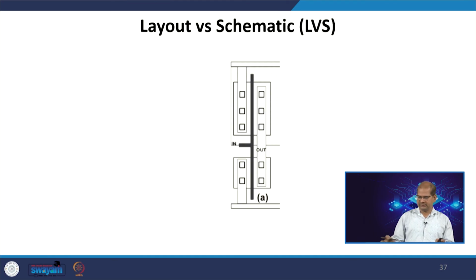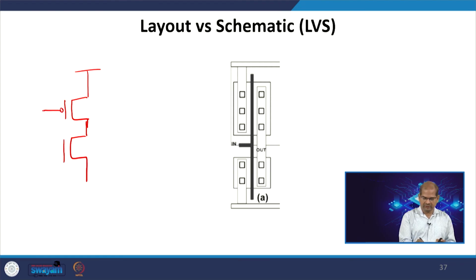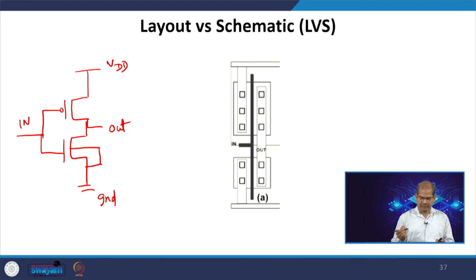So, for example, here let us say this is a layout, and I have a schematic for this. This is an inverter layout. Basically this is PMOS, this is in, this is out, this is VDD, this is ground. Then this NMOS body is connected to ground, and the PMOS body is connected to VDD. Here body connection is not given, so forget about the body connections at present.